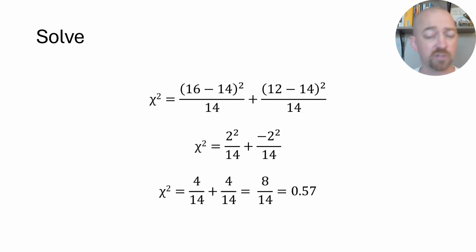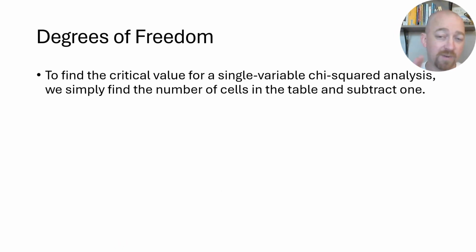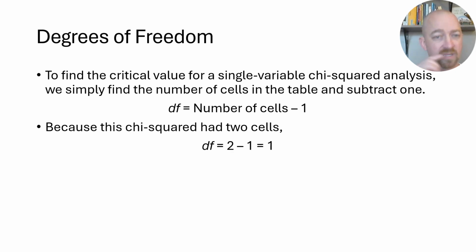Now let's get to interpretation. Of course, before we can interpret, we need to understand the degrees of freedom for this test. This is the pattern we've been doing throughout all of these lectures. Now for a one-variable chi-square, it's very easy to calculate the degrees of freedom. You simply take the number of cells in your table, the observed cell frequency or the expected cell frequency, it doesn't matter because it's the same number of cells for either table, and you subtract 1. So in this case, we had 2 cells, and so 2 minus 1 is 1.